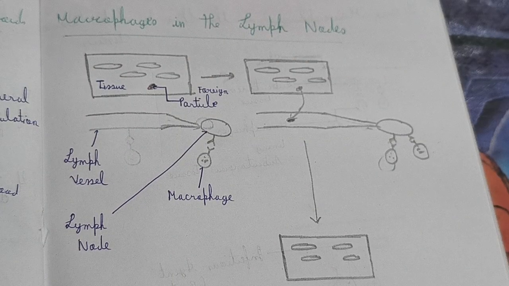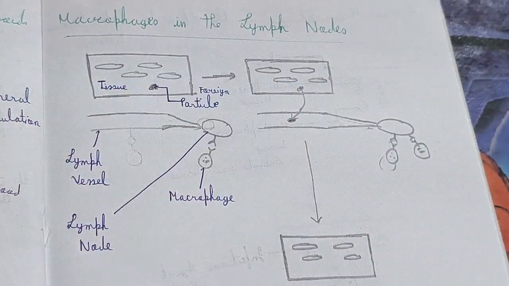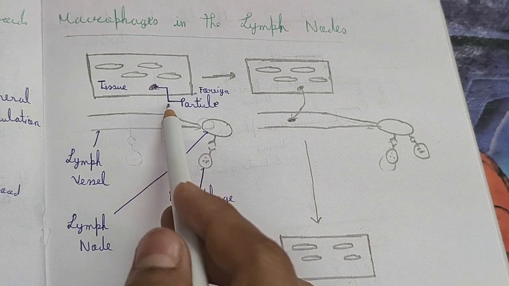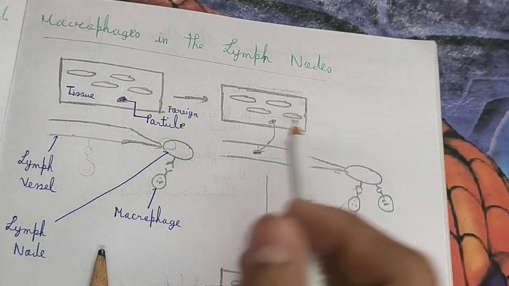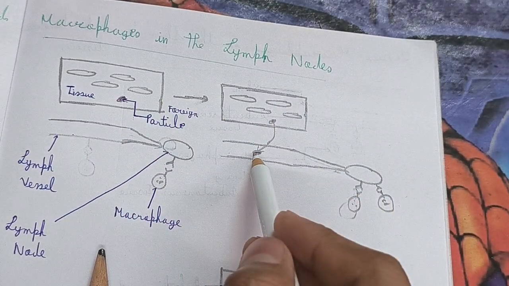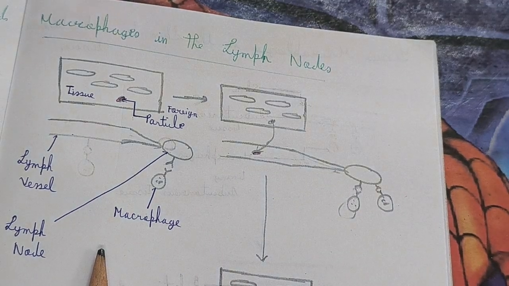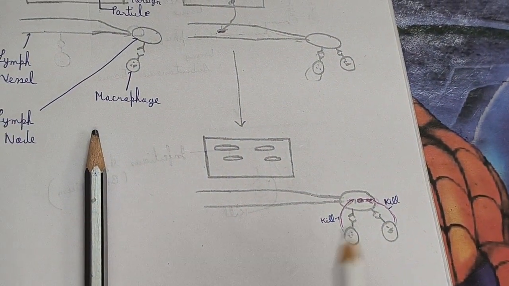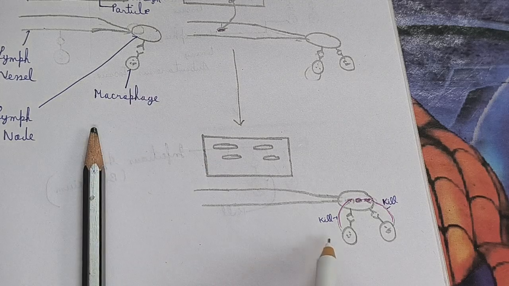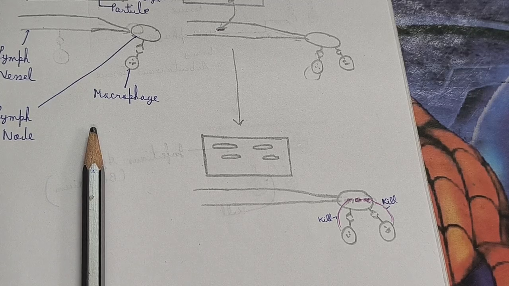Now I would explain about the macrophages in the lymph node. First of all, this is a tissue, these are the cells as I mentioned, this is the foreign particle, this is the lymph vessel, this is the lymph node, and this is the macrophage. Just consider that this foreign particle has entered a lymph vessel. From the lymph vessel, the foreign particle will go into the lymph node, and in the lymph node there are macrophages, as I mentioned, and these macrophages kill any foreign particles entering the lymph node. This is the main concept that I am going to explain.